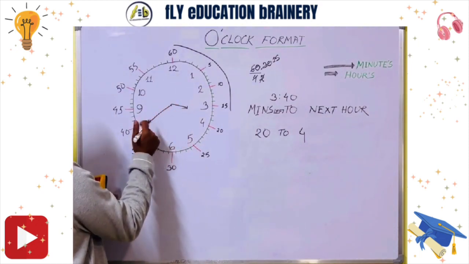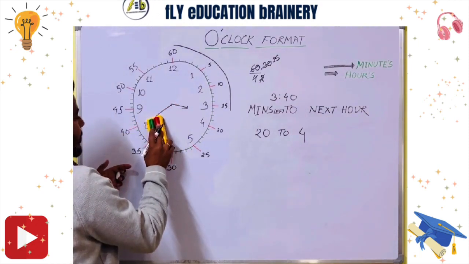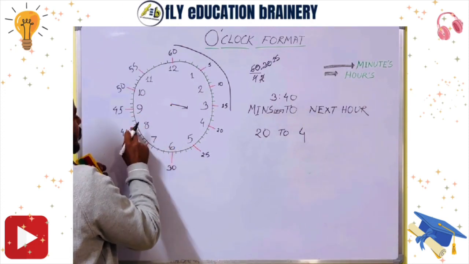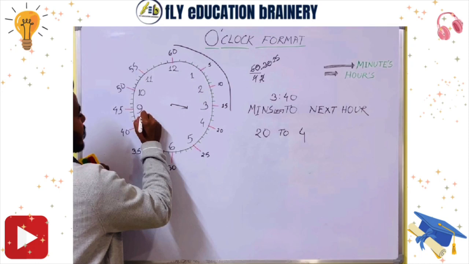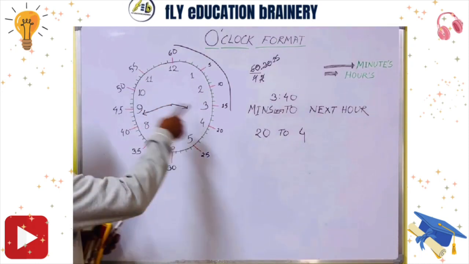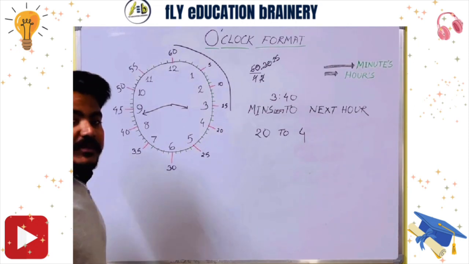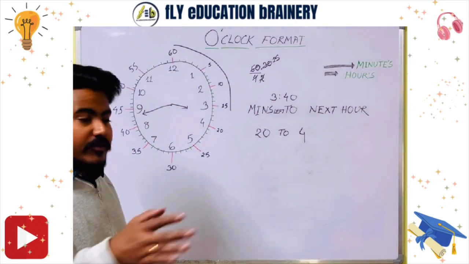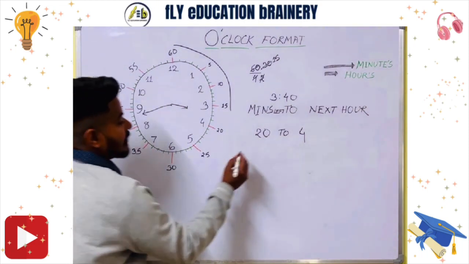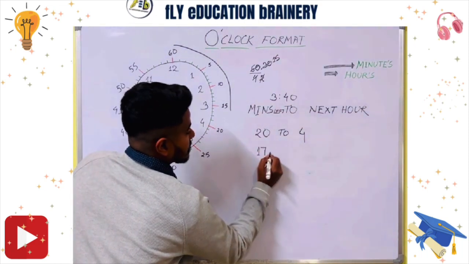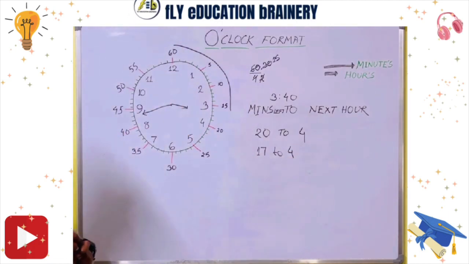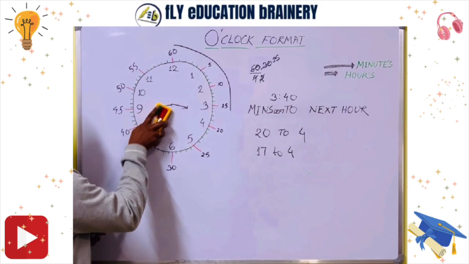When it will become 3:43, okay, 3:43. So how many minutes are left for 4 o'clock? 17 minutes are left, right? So it will be 17 to 4.